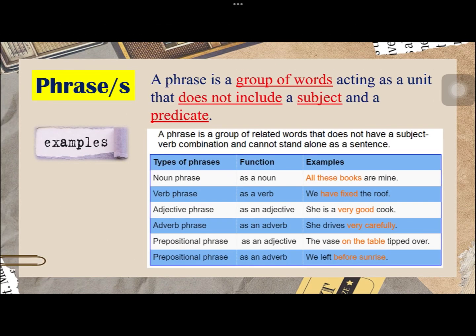Look at these examples. You can find here different types of phrases: noun phrase, verb phrase, adjective, adverb, prepositional phrase. The highlighted words are what we call the phrases, and each phrase has its own function. And remember this since we are talking about phrases: it's a group of two or more words.